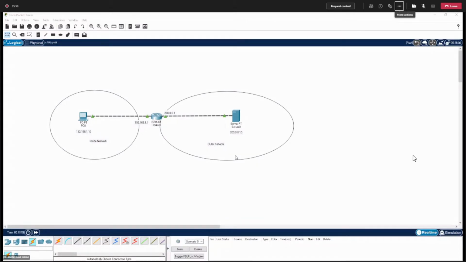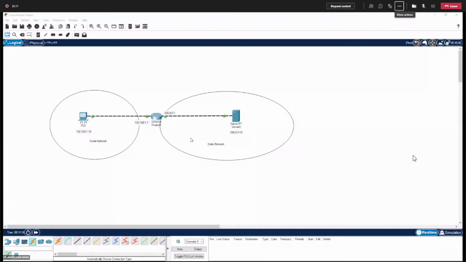So do you know what is the difference between private IP address and public IP address? Do you have any idea about private IP address and public IP address?